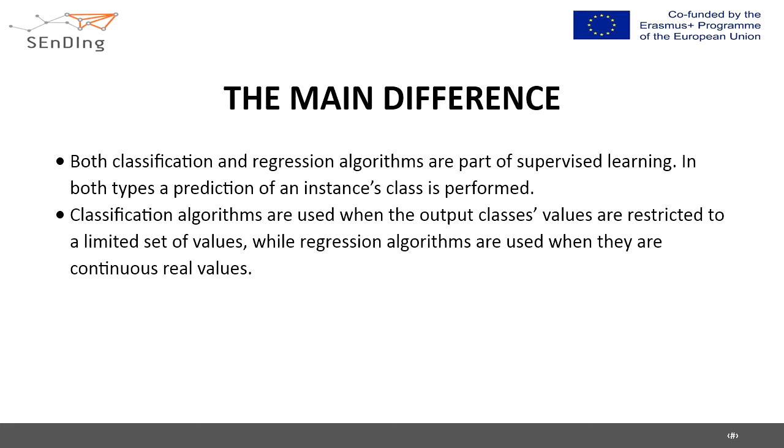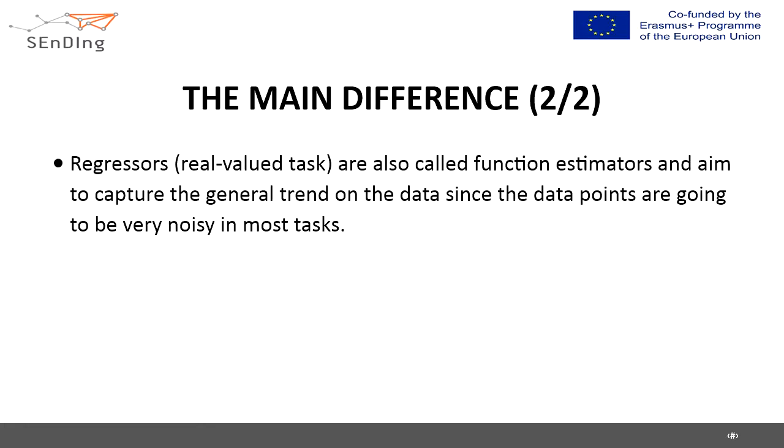Both classification and regression algorithms are part of supervised learning. In both types, the prediction of an instance's class is performed. Classification algorithms are used when the output class's values are restricted to a limited set of values, while regression algorithms are used when they are continuous real values. Regressors are also called function estimators and aim to capture the general trend in the data, since the data points are going to be very noisy in most tasks.